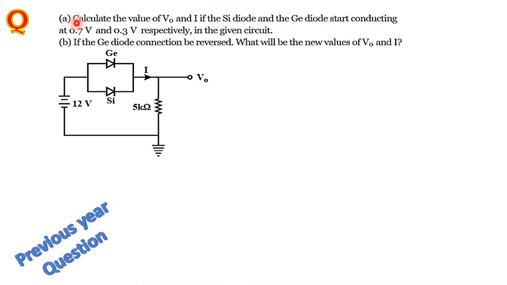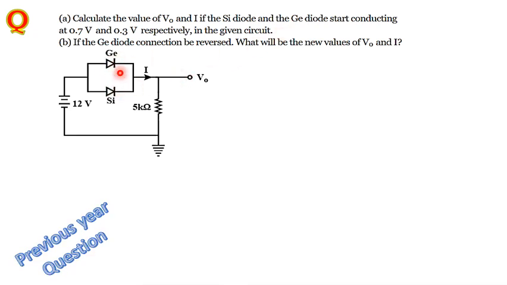So this is an important one, already asked in the previous question paper for the NEET. See for this one, calculate the value of V naught, the output voltage, and the current. If the silicon diode and germanium diode start conducting at 0.7 volt and 0.3 volt barrier potential respectively in the given circuit.